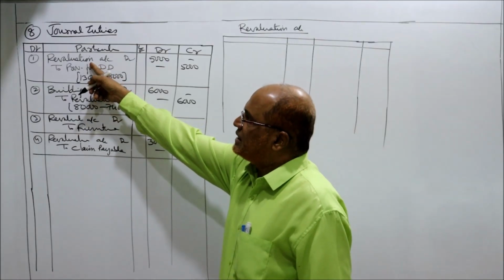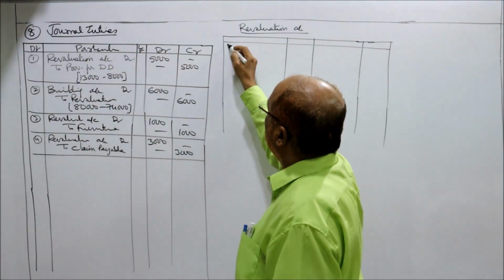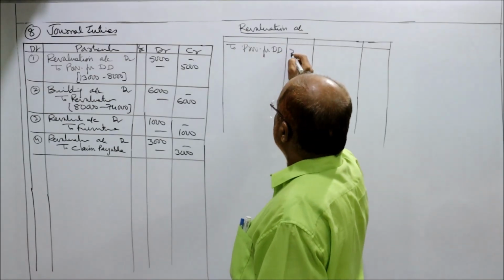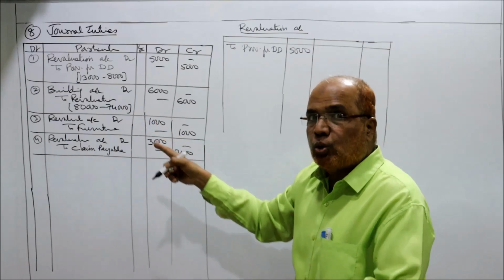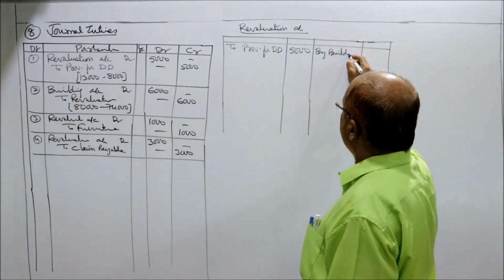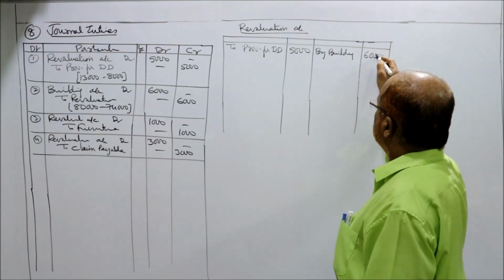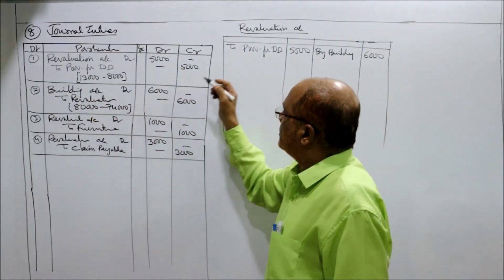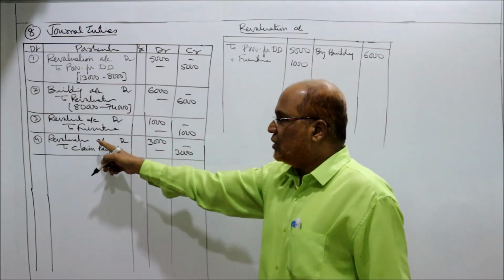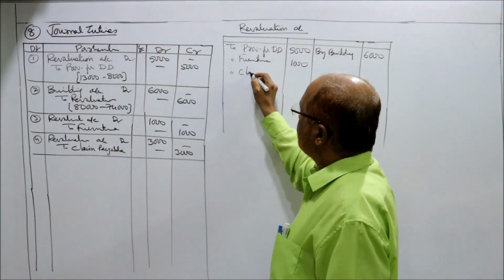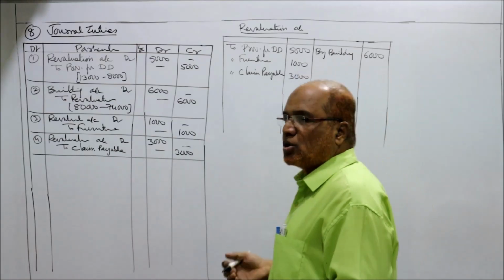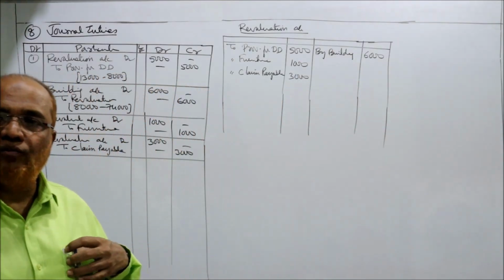तो फर्स्ट रिवैल्यूएशन अकाउंट को डेबिट करना, तो डेबिट करेंगे to whatever is the opposite name, provision, 5000. First entry posted. Building account debit to revaluation, revaluation account is credited, तो credit side by building 6000. Revaluation account is debited, so debit side to furniture 1000. Now revaluation account is debited to claim payable 3000. That's all. We have posted all the entries into the ledger account to find out the profit or loss.